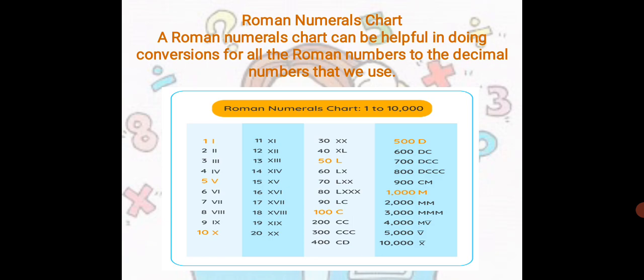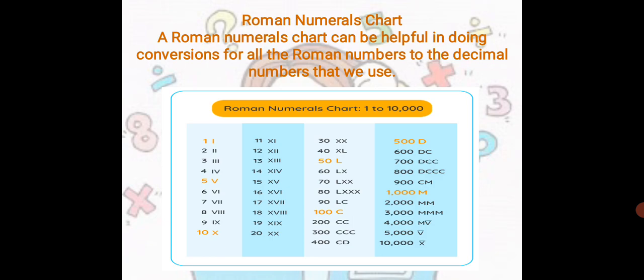Children, here the 30 digit is given wrongly. 30 is actually triple X. 40 X and L. 50 only L. 60 L and X. 70 L and double X. 80 L and triple X. 90 X and C. 100 only C. 200 C and C, double C. 300 double C, not double C, triple C. Look at the image, it will be clear to you.